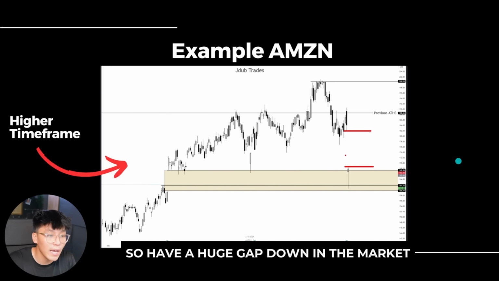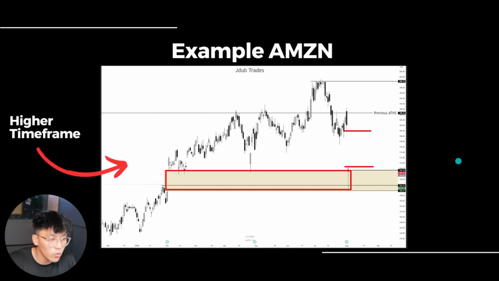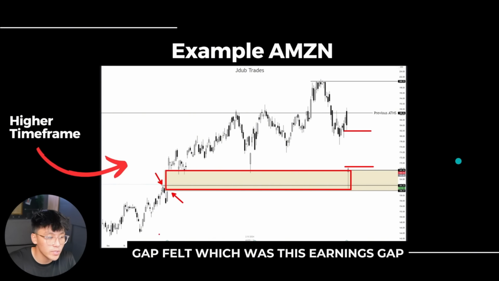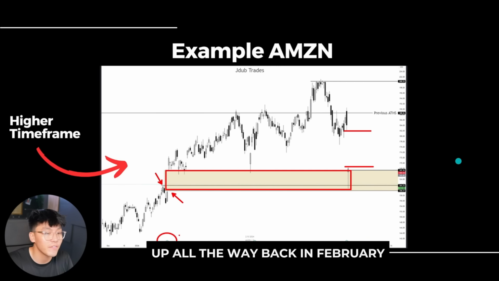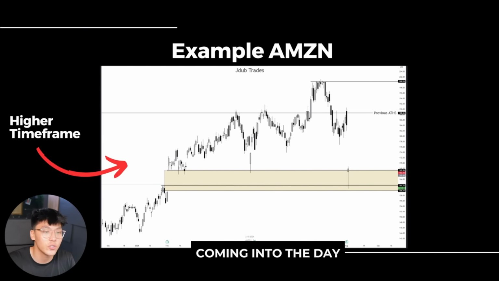So we have a huge gap down in the markets. This is actually due to earnings. And now we have room all the way down towards this gap fill, which was this earnings gap up all the way back in February. So the higher time frames just rejected off the previous all-time highs level. So now we're going to be looking for shorts coming into the day.